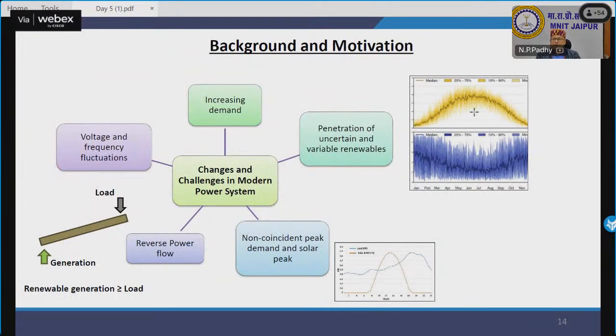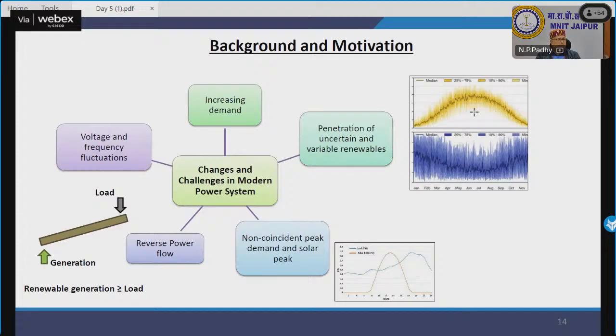So this is what we are doing, in case of the changes and challenges in modern power systems. First, we talked about voltage and frequency fluctuations, increasing demand, penetration that is going to be completely intermittent, and non-coincident peak that you have already experienced, and reverse power flow. So these are the main challenges we see in a distribution system, and especially when renewable generation is more than load, the situation becomes worse.